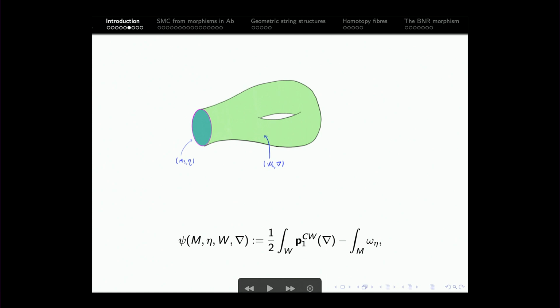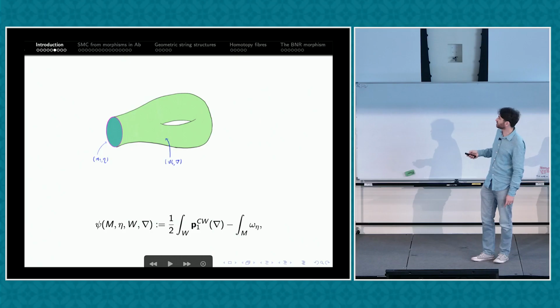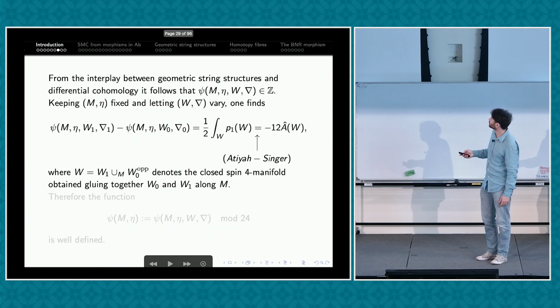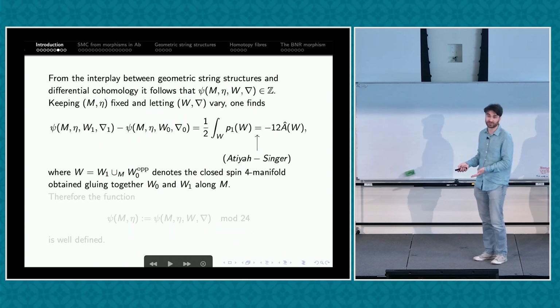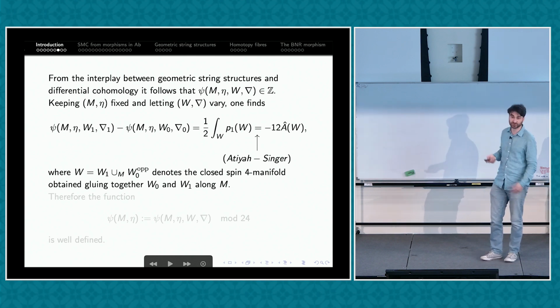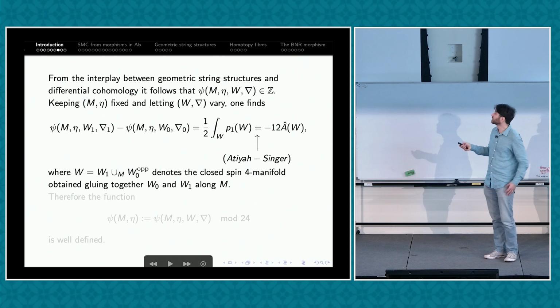And when I compute the difference between these two integrals, this part is in common, so it gets cancelled. I get just the integral of 1/2 P1 over a compact spin 4-manifold. And by the index theorem, this will be a multiple of 24. So this precisely accounts for the fact that a change in the additional structure comes with a change by 24.